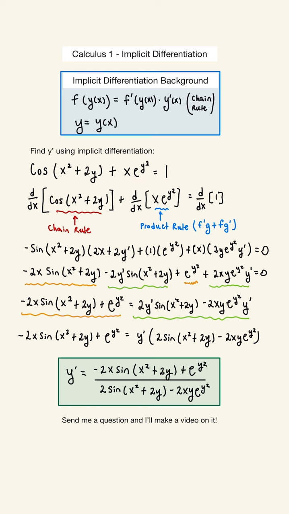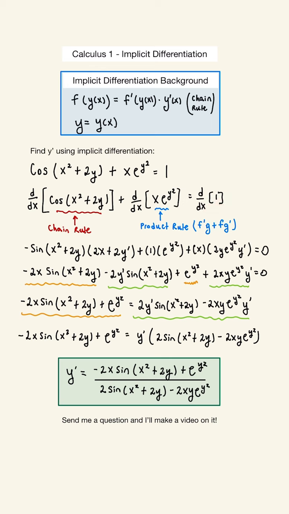So the first step is we want to take the derivative with respect to x of each of our three terms. So when evaluating the derivative for these three terms, we can see that the first term we're going to need to use the chain rule since we have an outside and inside function. For the second term, we're going to need to use the product rule since we have two functions that are multiplied together. And for the last term, we just have a constant, so that'll go to 0.